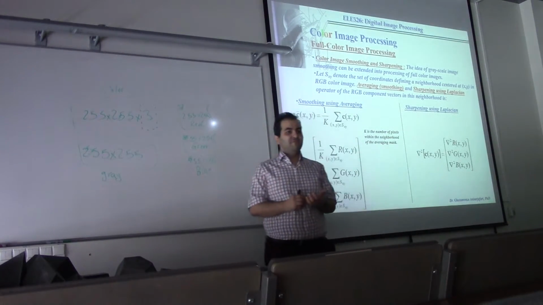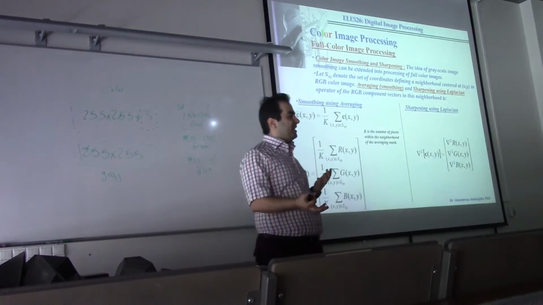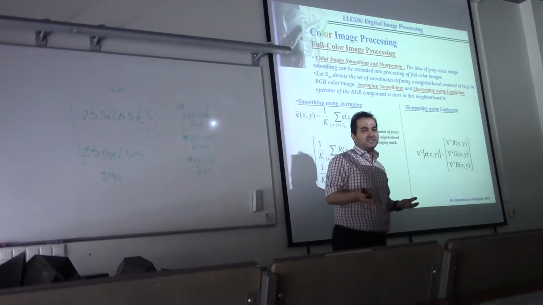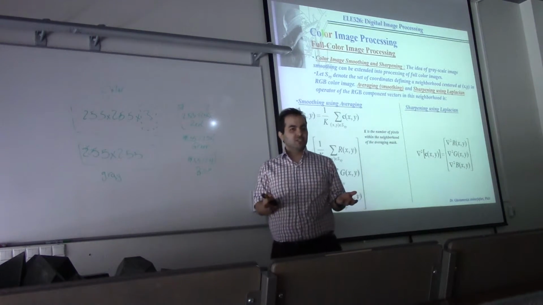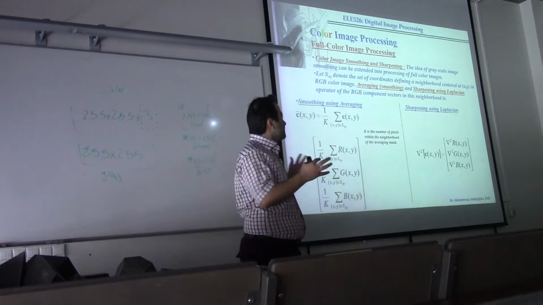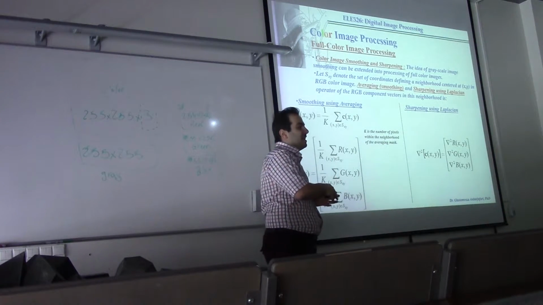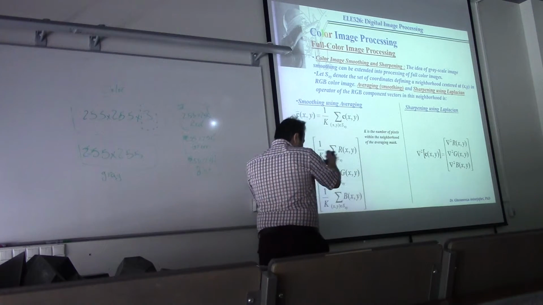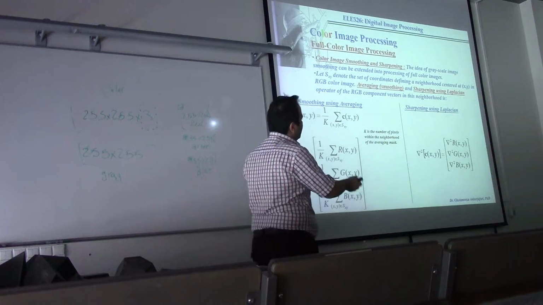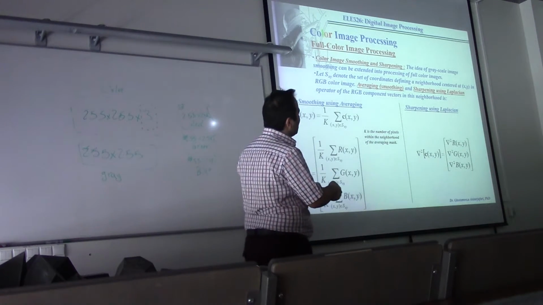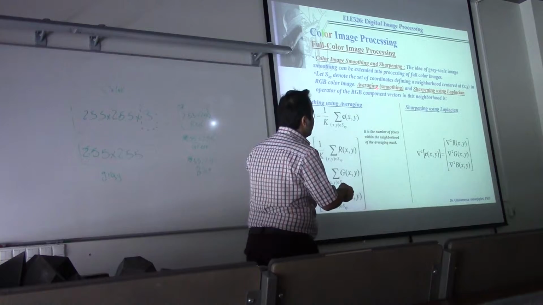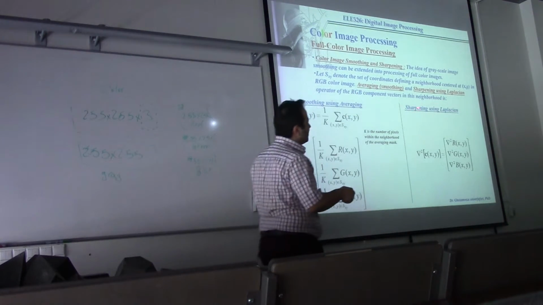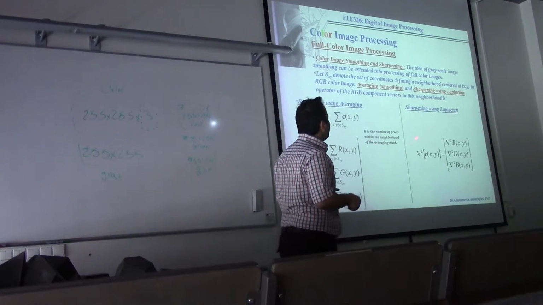about some filters, such as the average filter used for smoothing and some Laplacian filters used for sharpening. Exactly the same story as in the grayscale image applies to the color image. For example, for smoothing we can use the average filter, and for sharpening we can use the Laplacian filter.